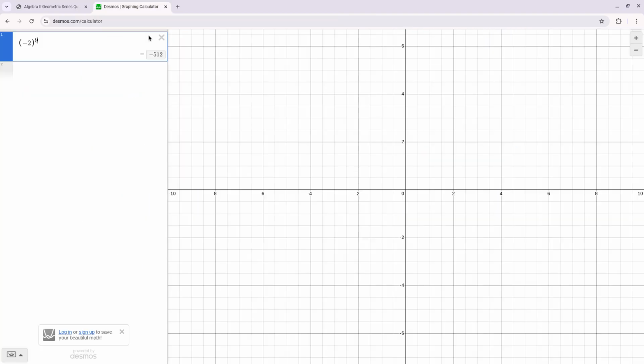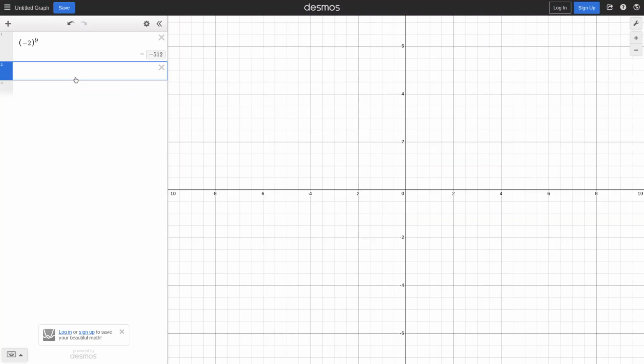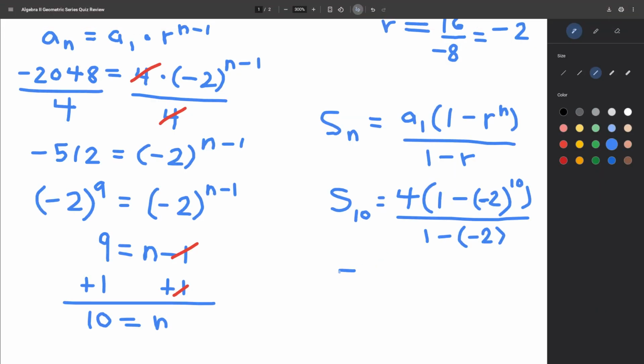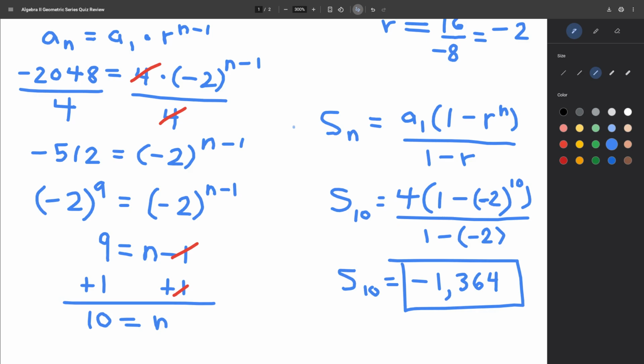All right, so if I go to Desmos here, plug that in, I'll do 4 times 1 minus -2 to the 10th power divided by 1 minus -2. And we get -1,364. And that's our solution for the first one. All right. Let's keep going.